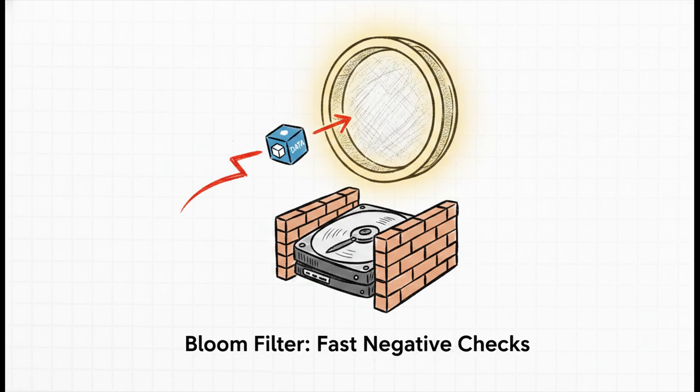Now, what's really interesting here is a secret weapon Cassandra uses before it even touches the physical disk to look for your data, the Bloom filter. This is a probabilistic data structure that lives purely in memory. In O(1) time, the Bloom filter can tell the database whether a key definitely does not exist in an SSTable. By doing this, Cassandra entirely avoids wasting precious time and disk I/O searching for data that isn't even there.